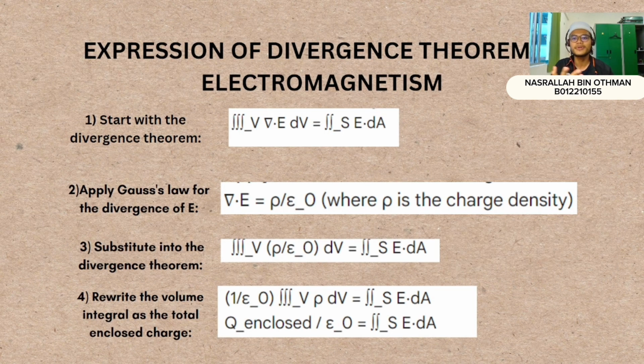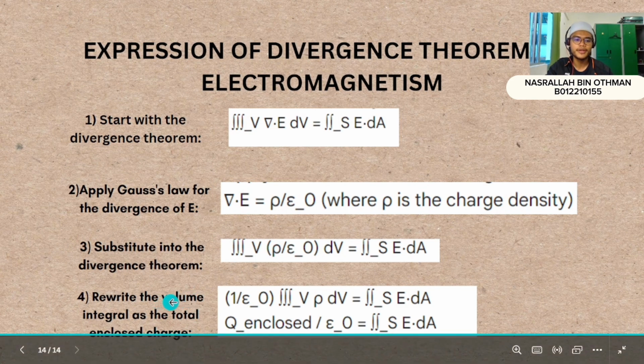So, the expression of the divergence theorem in electromagnetism. We use the formula to calculate the electric charge. As you can see, this is the basic formula for the divergence theorem. And then we apply Gauss's law for the divergence of E. This is the formula to calculate the electric charge. Then we substitute the formula of Gauss's law, the formula of electric charge, into the divergence theorem formula. And then we rewrite the volume integral as the total enclosed charge.